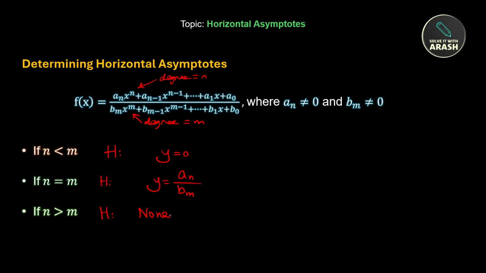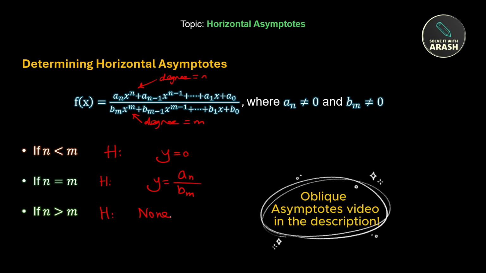And then we need to investigate if an oblique asymptote, or also we call it a slant asymptote, exists or not. I have another video for that. I will leave the link in the description. Make sure to check that out.